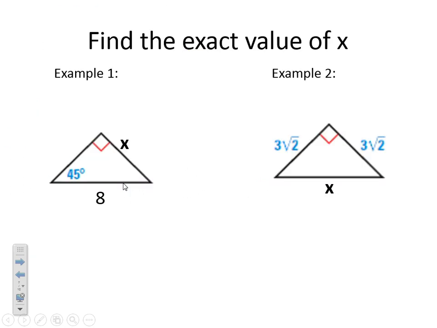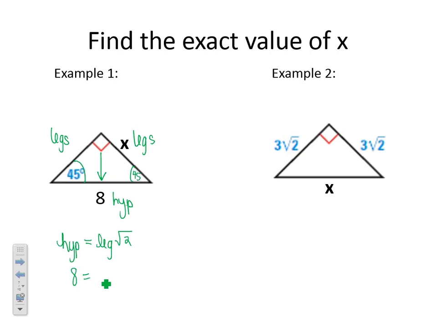So now let's find the exact value of x. Okay, well, we got to know what sides are what. So first of all, I want to just mention that this one is the hypotenuse and these are the legs. Okay, and this is 45, so we know this is 45. So we know both of these values are the same. So we use that formula. Hypotenuse is equal to the leg times the square root of 2. So what's the hypotenuse? Well, it's 8. What's the leg? We don't know. It's x.